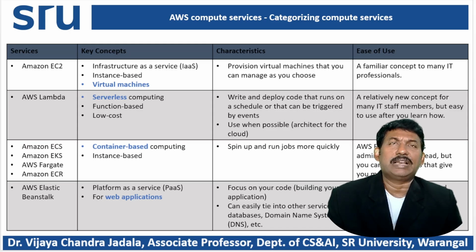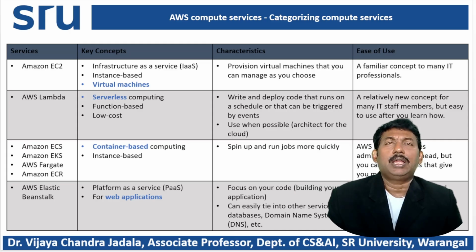Next comes AWS Lambda, which is considered a serverless computing, function based, low cost service. It has high deployment characteristics and runs on a schedule or is triggered by events. Next, Amazon ECS, that is a container based service. It is also an instance based service. Amazon ECS, Amazon EKS, AWS Fargate, Amazon ECR, these are all instance based services which spin up and run jobs more quickly.